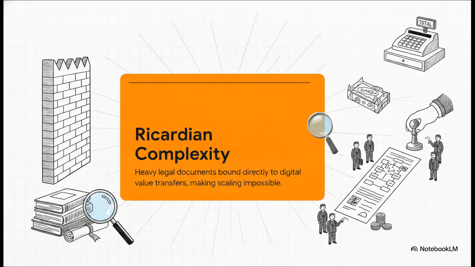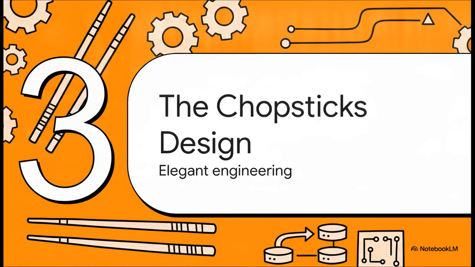To put this into perspective, imagine trying to buy a pack of gum. But to do it, you have to bring a whole team of lawyers, draft a 50-page legal document, and get a notary to stamp it right there at the cash register. That is Ricarian complexity in a nutshell. By trying to bind incredibly dense legal documents directly to digital value transfers, they made scaling virtually impossible. A total nightmare. Which brings us to the actual solution.